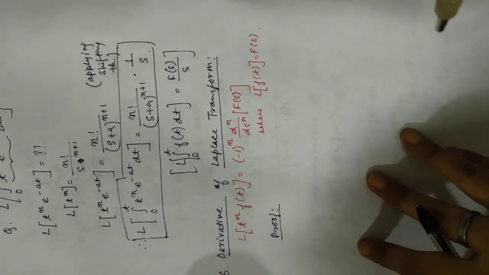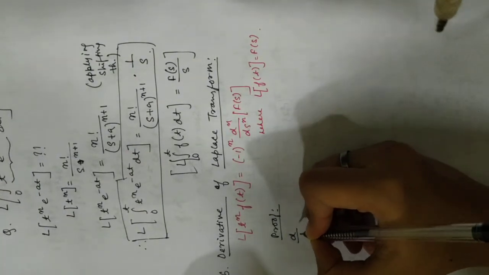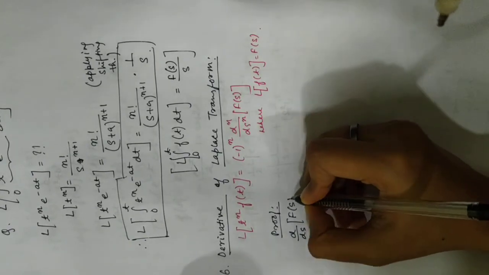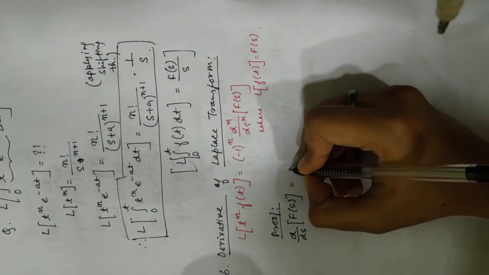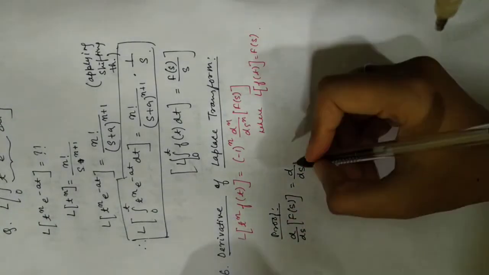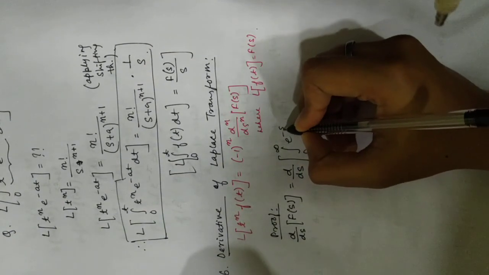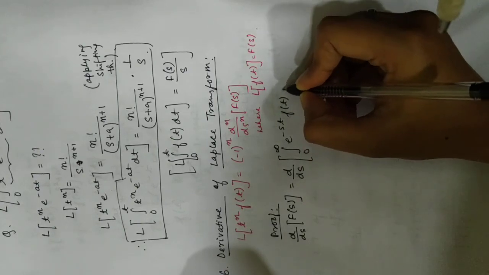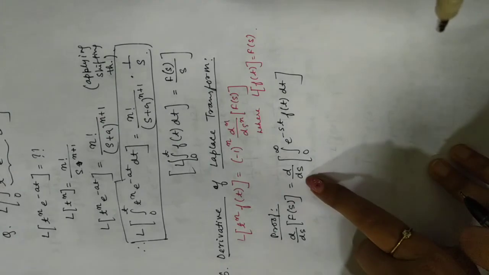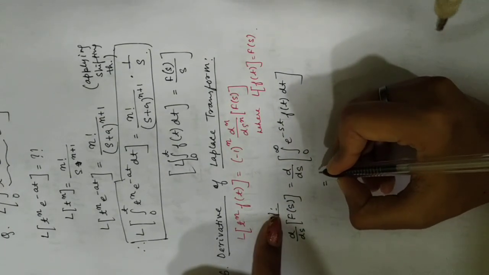So to prove this, we will start from the right hand side. Let's see what happens if we take the derivative of F(s), right? So F'(s) is equal to d/ds of F(s). Now F(s) is the Laplace transform of f(t), so we just straight away write it as the integral from 0 to infinity of e to the power minus st f(t) dt, right? Now we want to take this derivative inside the integral, so it becomes a partial derivative, right?